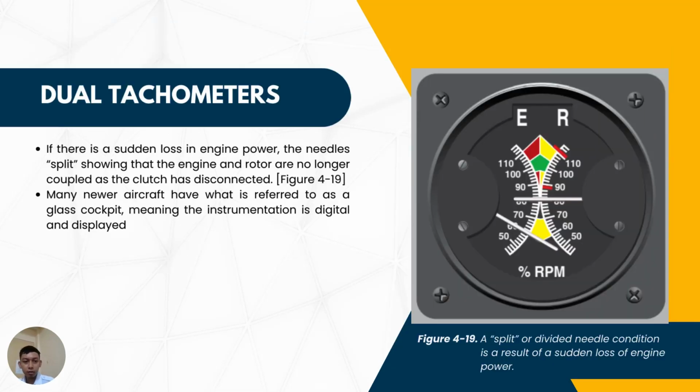So, if there is a sudden loss in engine power, the needles split, showing that the engine and the rotor are no longer coupled as the clutch has disconnected. So, as you can see from figure 4-19, a split or divided needle condition is a result of a sudden loss of engine power. Many newer aircraft have what is referred to as a glass cockpit, meaning the instrumentation is digital and displayed.